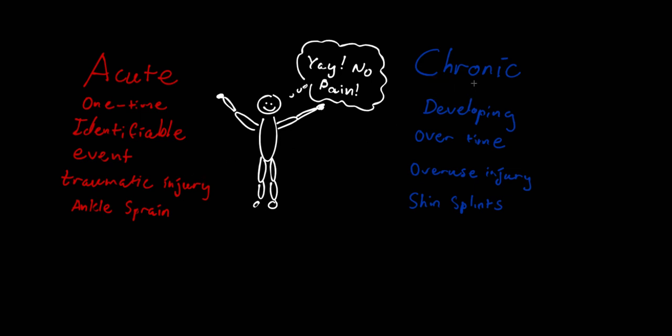Chronic comes from the Greek word chronos, which means time. Like the Titan Chronos in Greek mythology controlled time, and those are things that develop over a prolonged period of time. And these are mostly our overuse injuries. So things like shin splints.